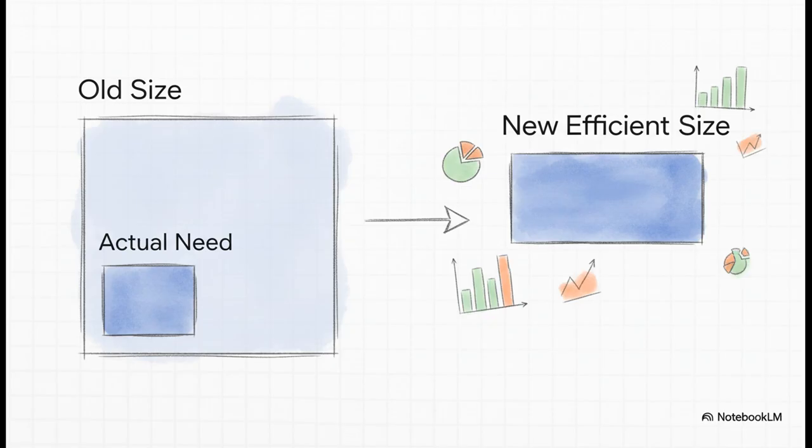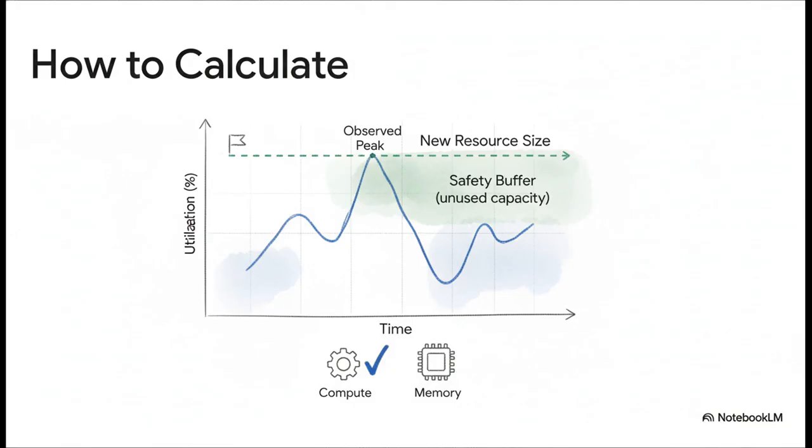All right, now for the fun part. We get to the core of it, actually picking a new, more efficient resource size based on all that data you just gathered. The goal is to find that sweet spot, right? You pick a size that can totally handle your peak usage that you saw in the data, and then you add a little safety buffer, maybe 10 to 20%.